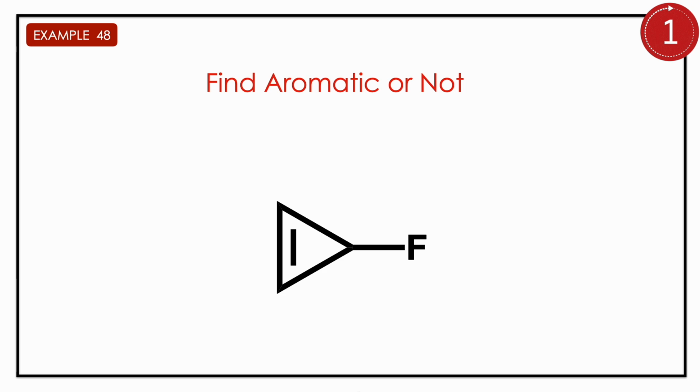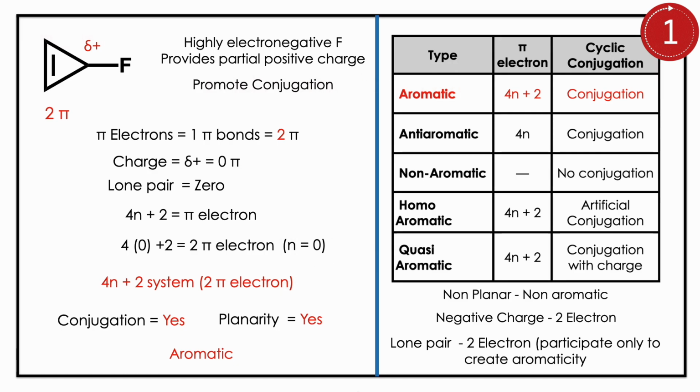Then the next example, you have cyclopropene with fluoride. You should find whether the given compound is aromatic or not. As you are aware, fluorine is the most electronegative element, so it can pull the electrons towards itself, so it forms a partial positive charge on the nearby carbon, so it is like the cyclopropenyl cation.